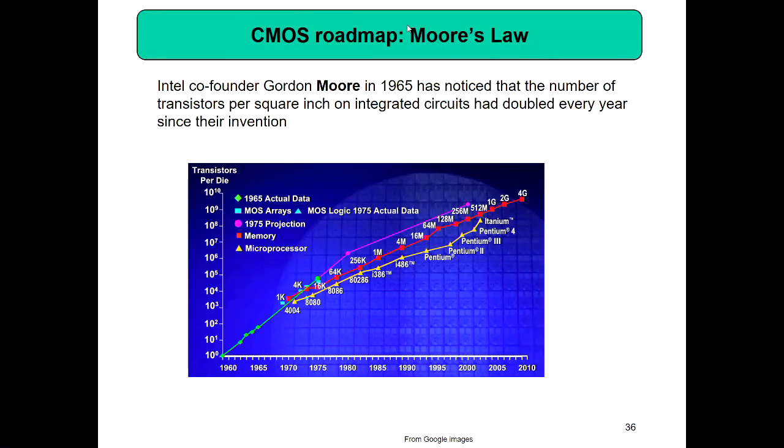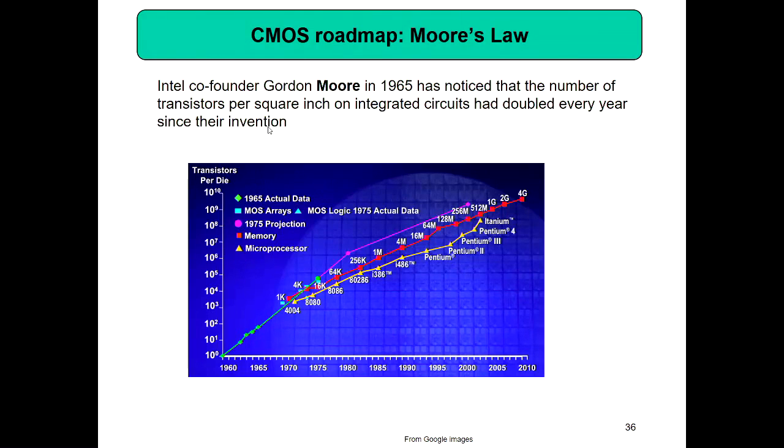And then Moore's Law, you all know Moore's Law. Intel co-founder Gordon Moore in 1965 had noticed that the number of transistors per square inch on integrated circuits had doubled every year since their invention. That's what Gordon Moore predicted in 1965. If you check here, that is exactly following what Gordon Moore predicted.